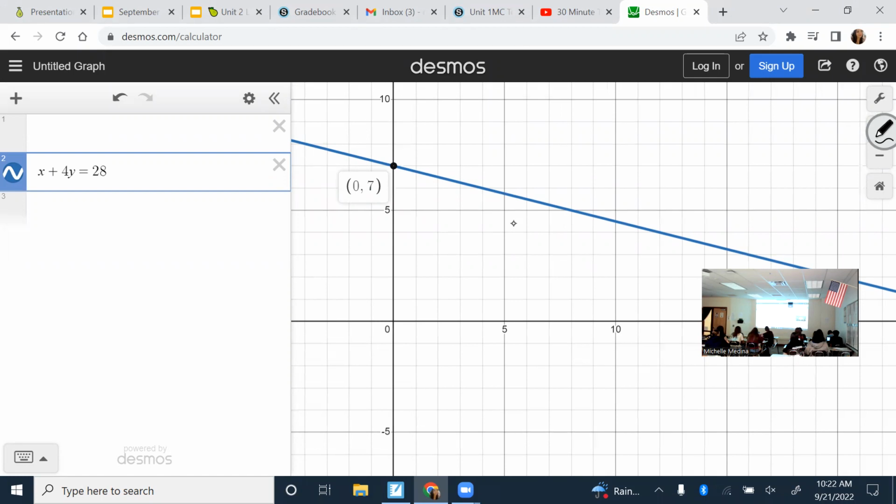Where else could I pick maybe? Maybe here. Maybe I could pick down here. It doesn't really matter which point I pick because you just will draw a triangle and count your rise over run. Focus. What's my rise in this one?